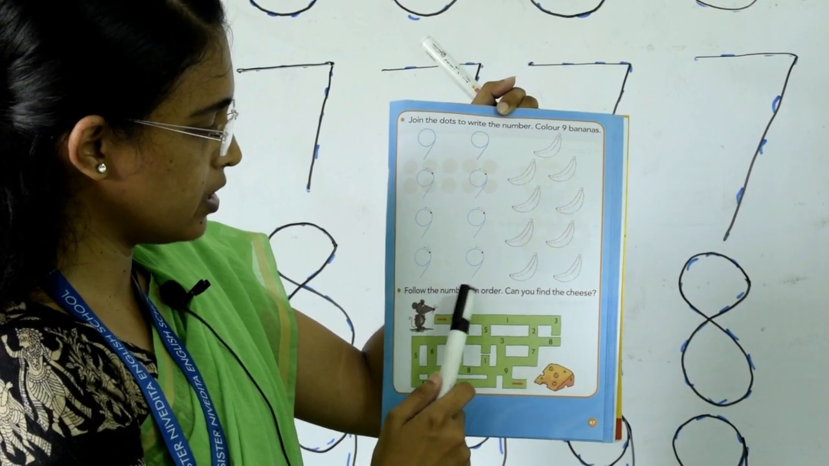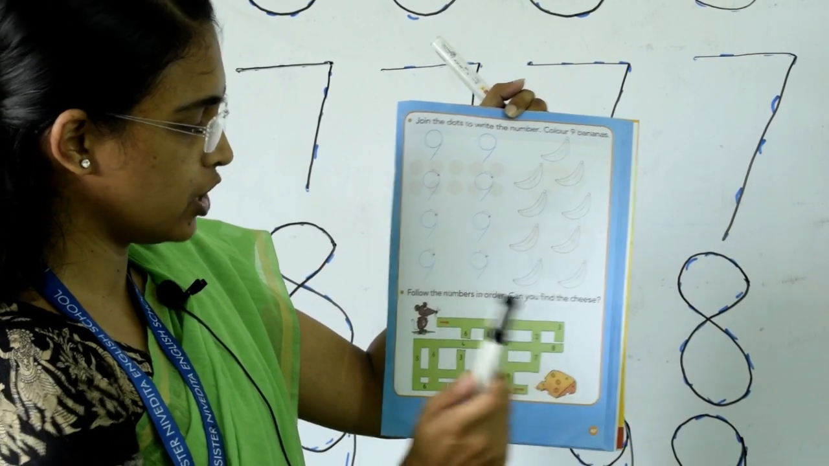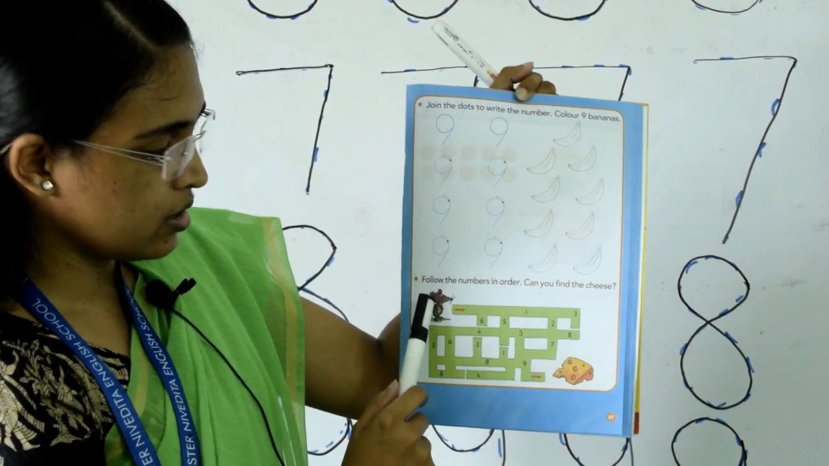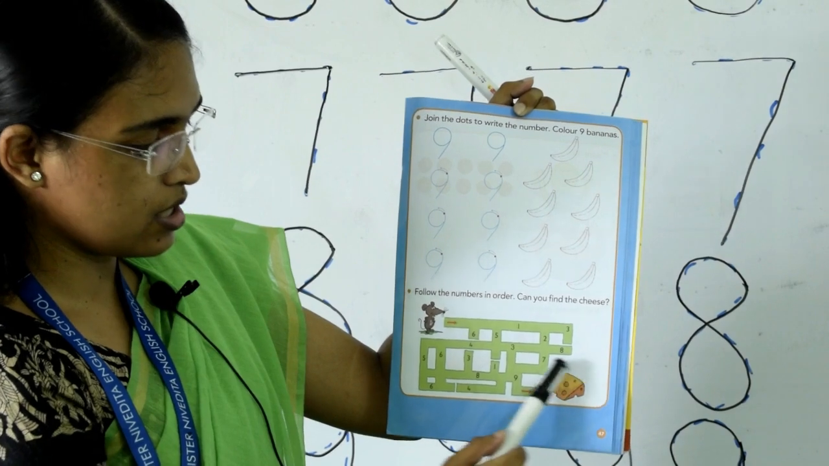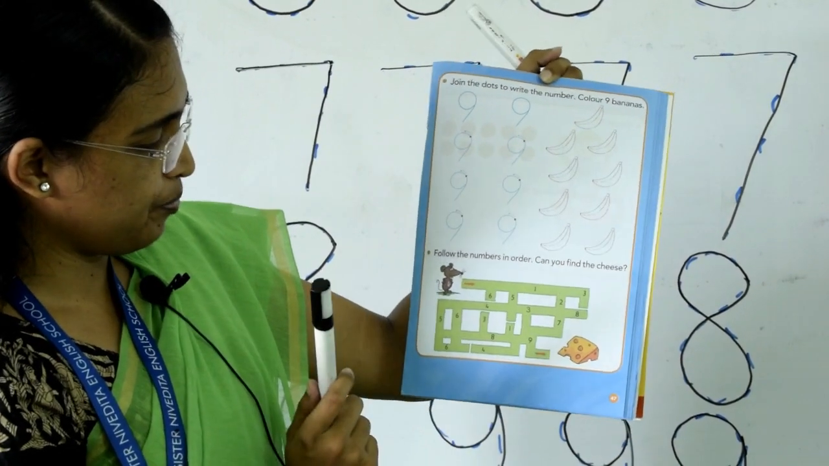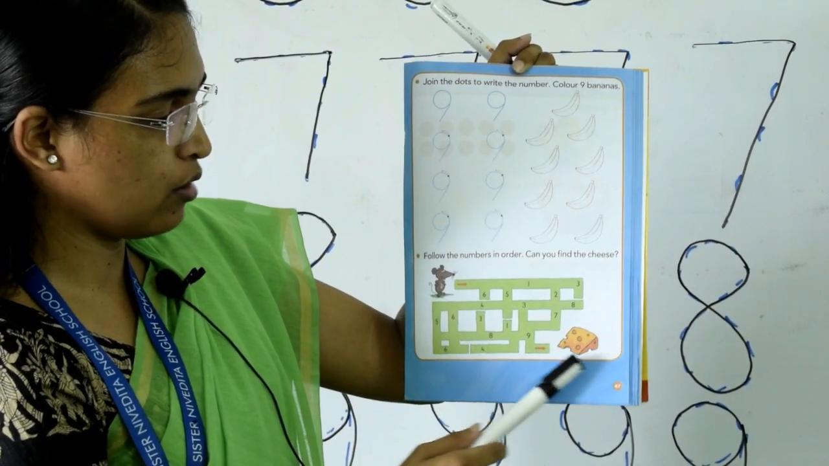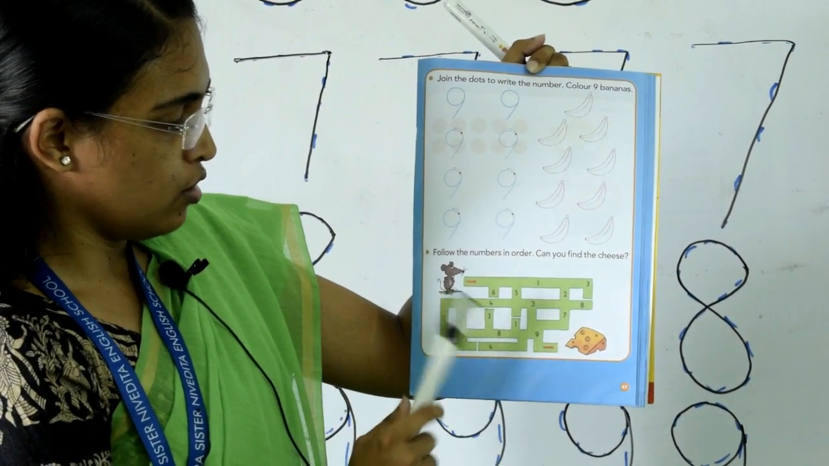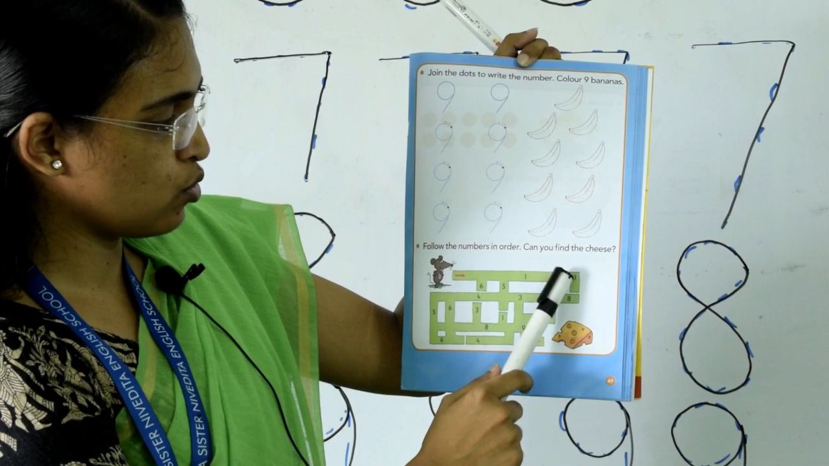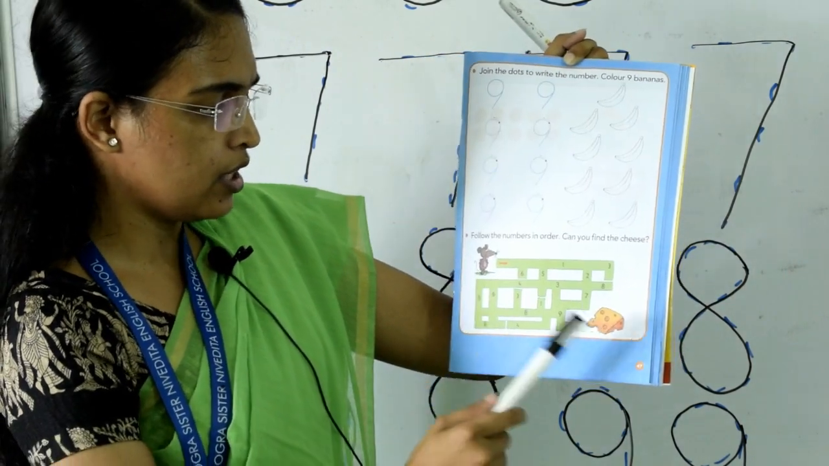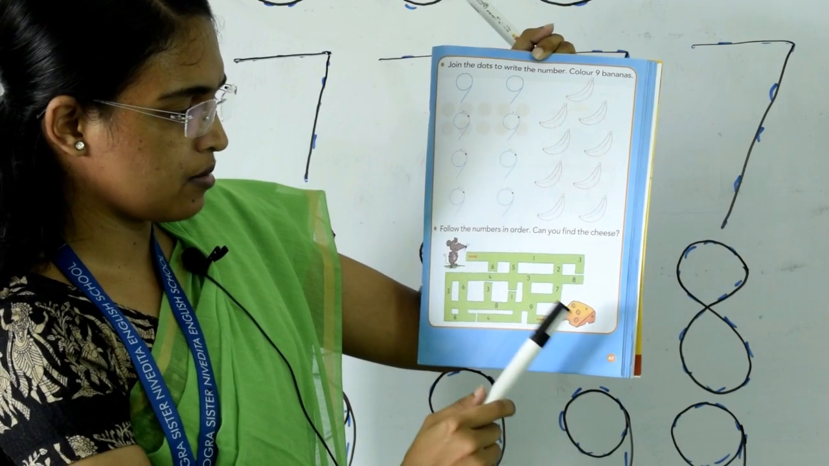Follow the numbers in order. Can you find the cheese? Now here, can you see a mouse here? And here, what is this? This is a cheese. So you have to help this mouse to find this cheese. Okay, so you have to help him to get the correct road to go to this cheese.